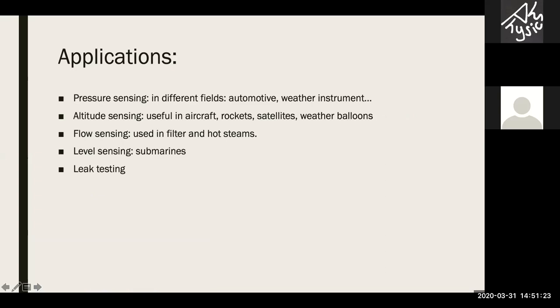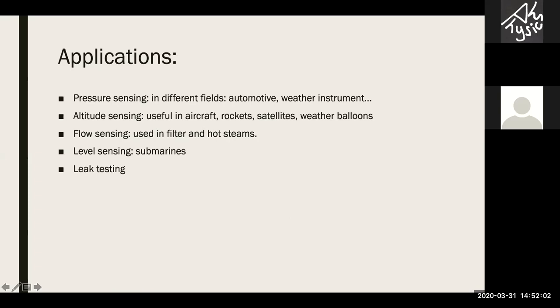So for applications, we have many fields that pressure sensors are being used in. We have medical, we have normal life, and anywhere we use pressure sensors. The most important thing is to know when we use them, or what type of pressure sensing we use. At first, we have pressure sensing in a normal aspect, where we can use it in automotives to check the tire pressures, if it has enough air pressure for the tire to be well inflated, and in weather instruments.